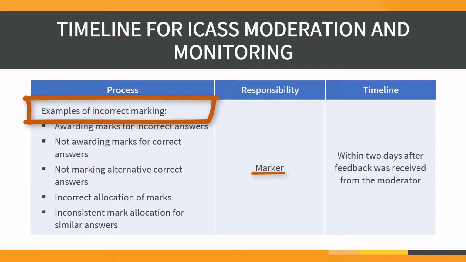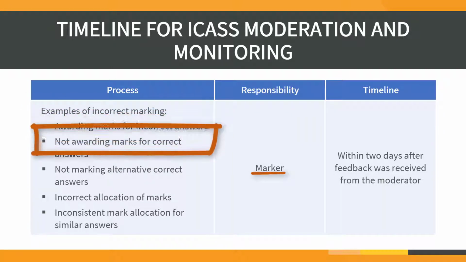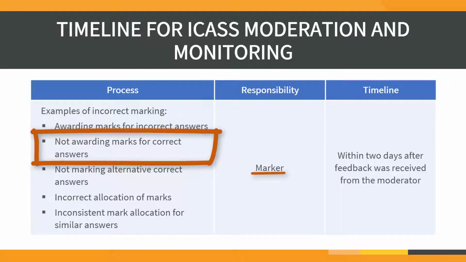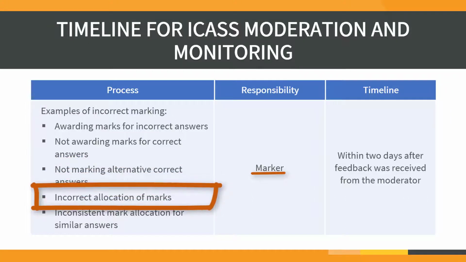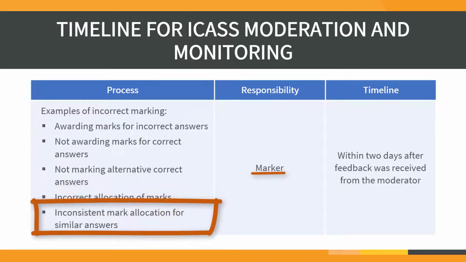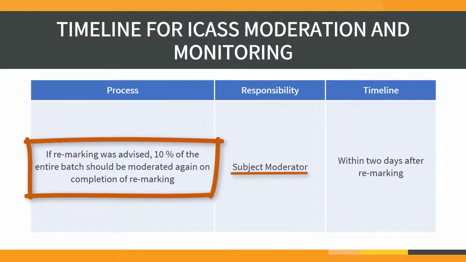Examples of incorrect marking: awarding marks for incorrect answers, not awarding marks for correct answers, not marking alternative correct answers, incorrect allocation of marks, inconsistent mark allocation for similar answers. If remarking was advised, 10% of the entire batch should be moderated again on completion of remarking.